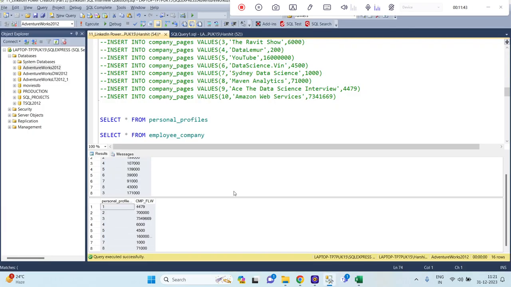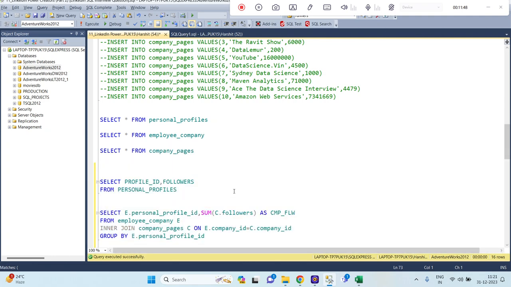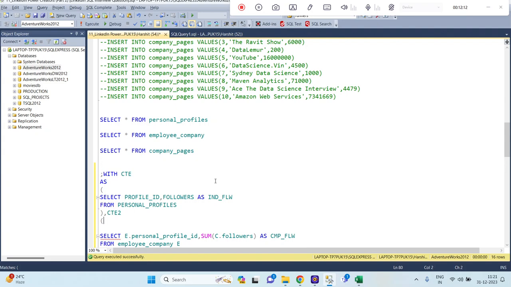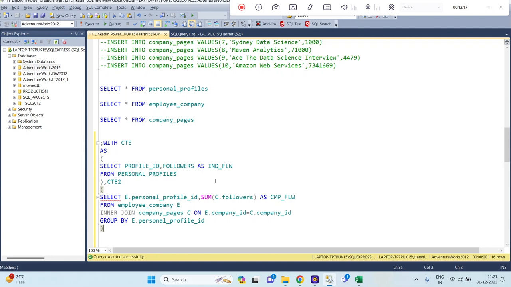Now from these two queries, we want that data. How can we get it? We can create two CTEs, join the two CTEs, and give the greater than condition in the final query. Perfect. This is the first CTE. This is the second CTE. See?